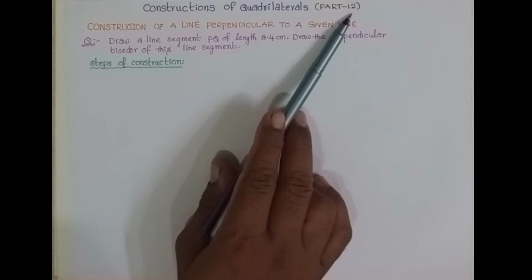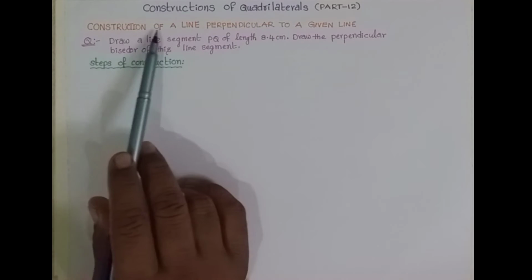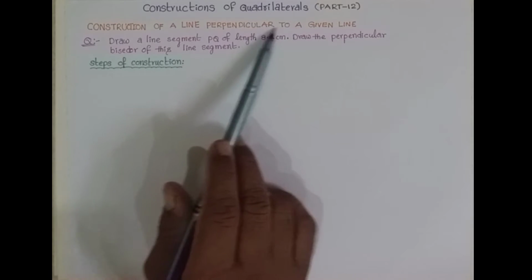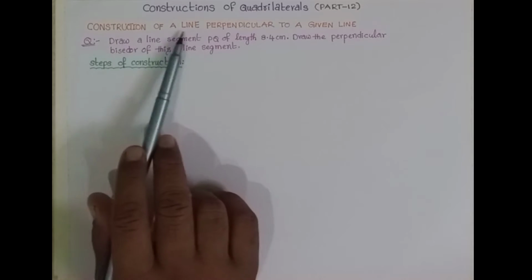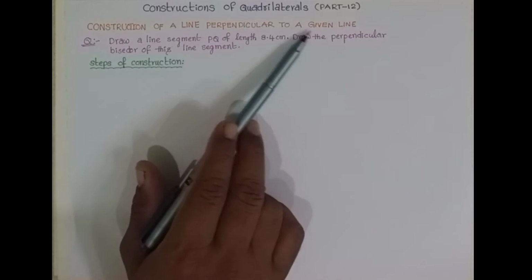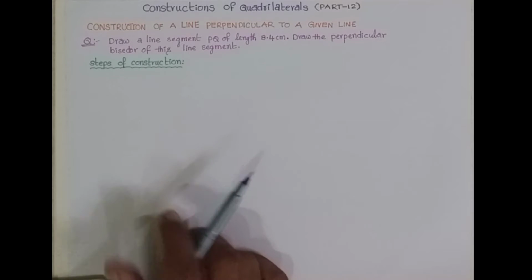Today we are going to part 12 of construction of quadrilaterals, which is about construction of special type of quadrilaterals. Construction of a line perpendicular to a given line. Let us construct a perpendicular line to a given line.